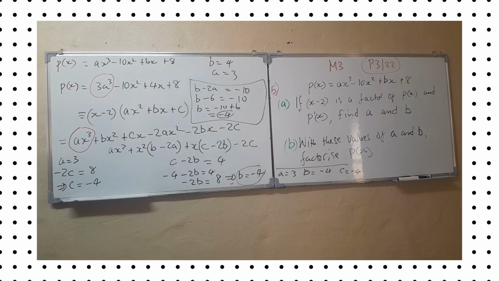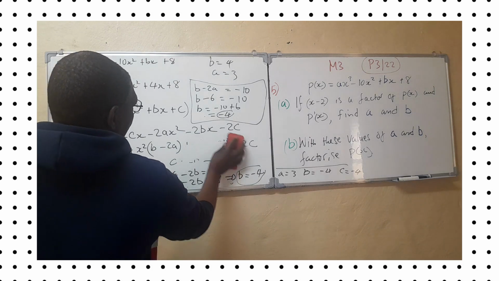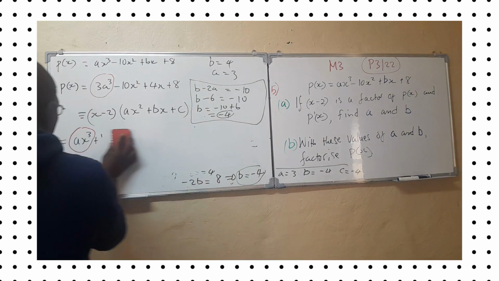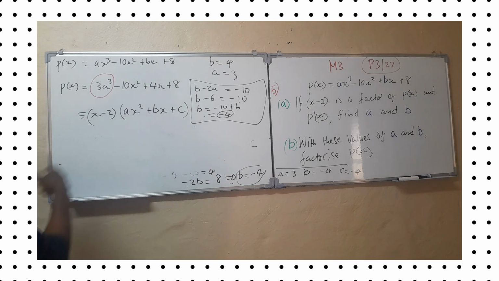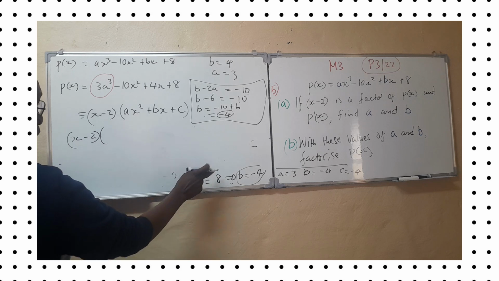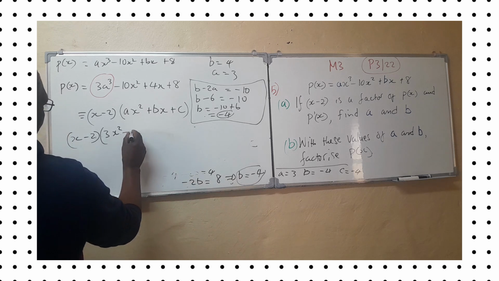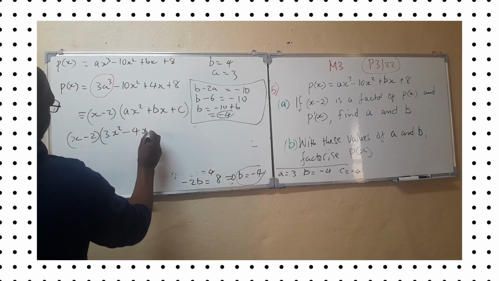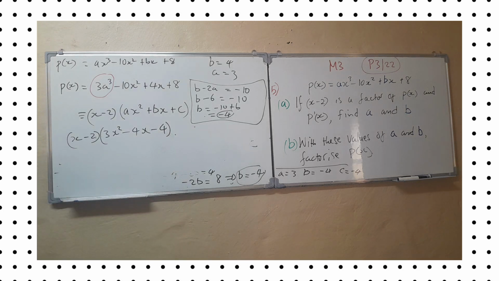All right, okay. So now we are supposed to factorize this thing. So now we have got the coefficients. So we can write it there. Remember, we had written it in this form. So we just plug in the numbers. So this is equal to x minus 2, bracket a, we said it's 3, so it's 3x squared. b is minus 4, it's minus 4x. c is minus 4, minus 4. There we are. We have completely factorized that one there.